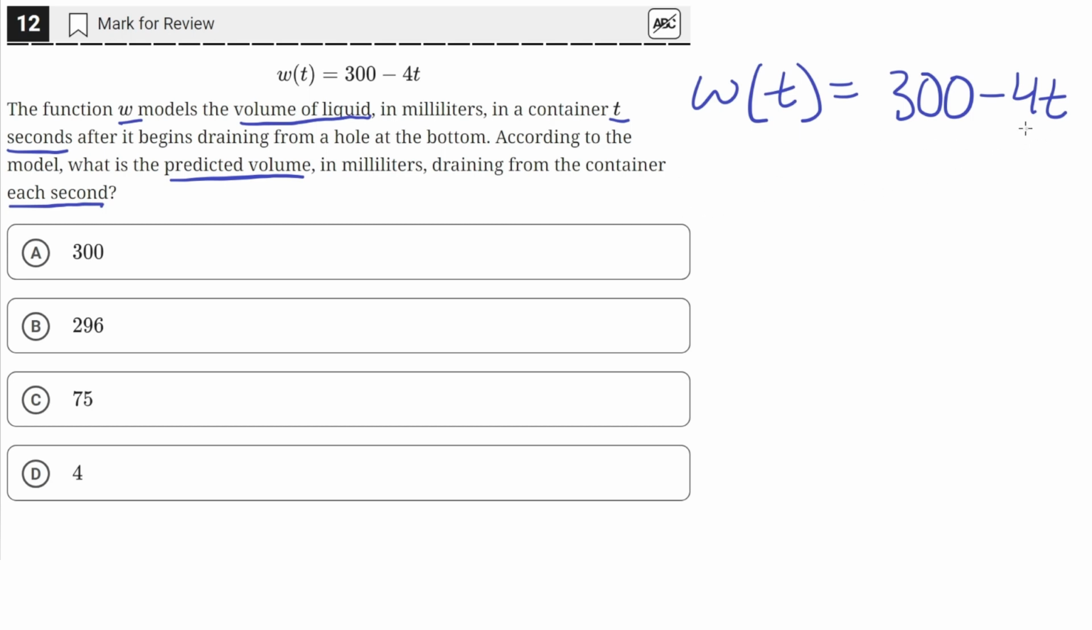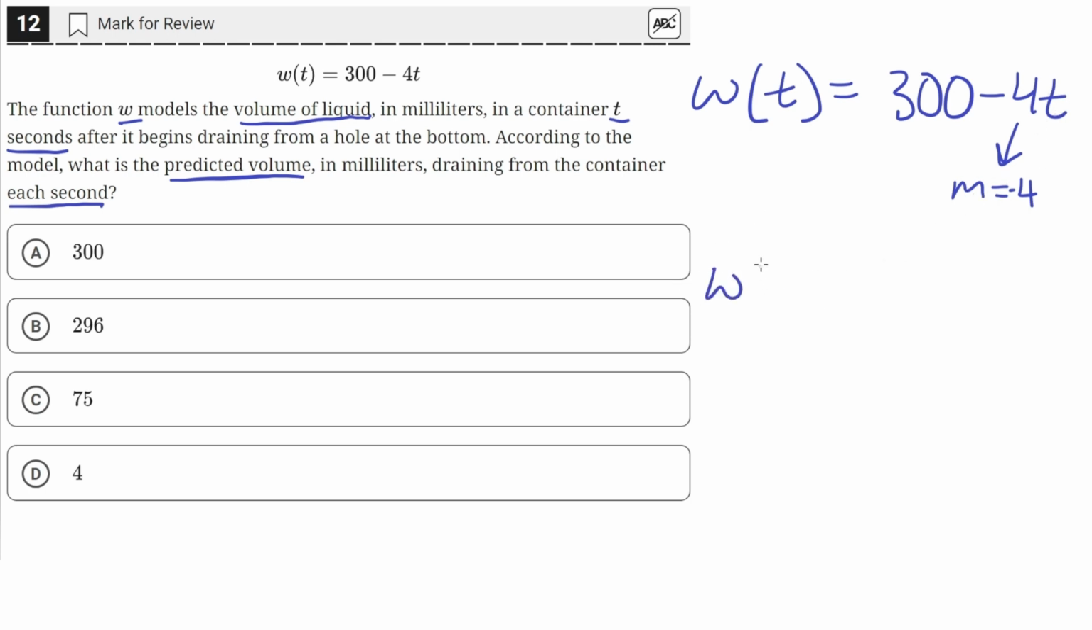So we can see from this equation that for every second that passes, or each time t increases by 1, the volume goes down by 4, because negative 4 is the slope of this line, which means the volume decreases by 4 every time t increases by 1.